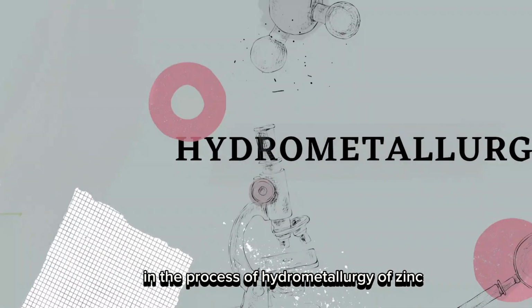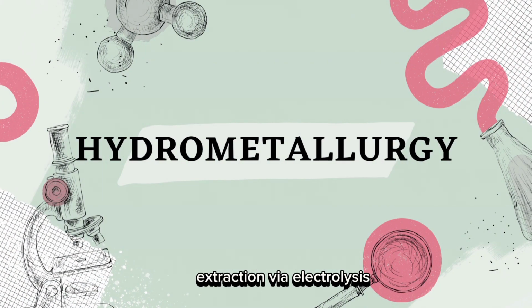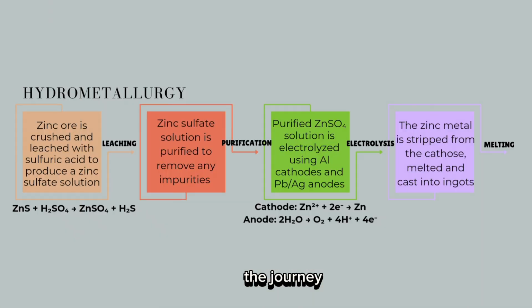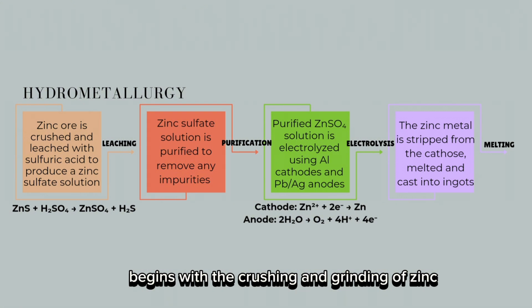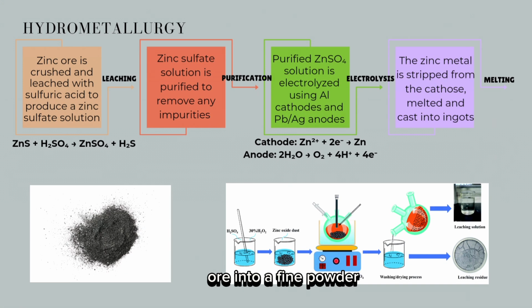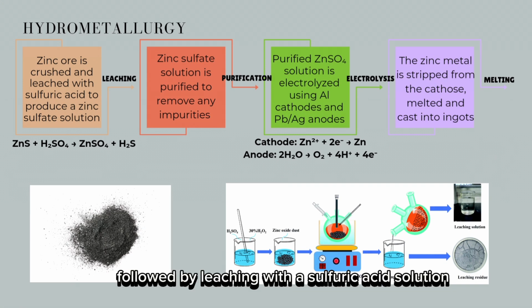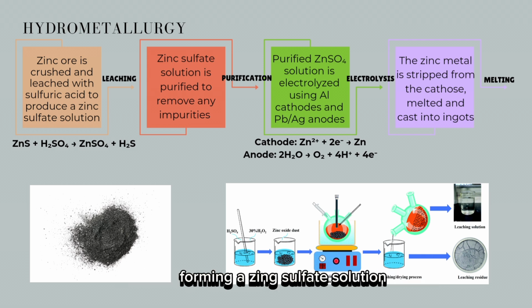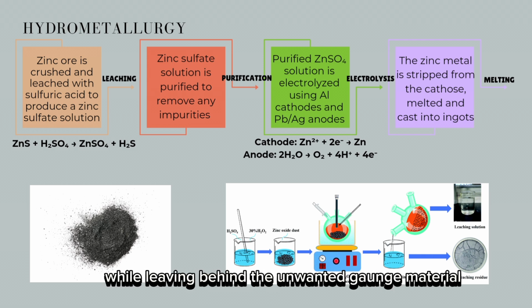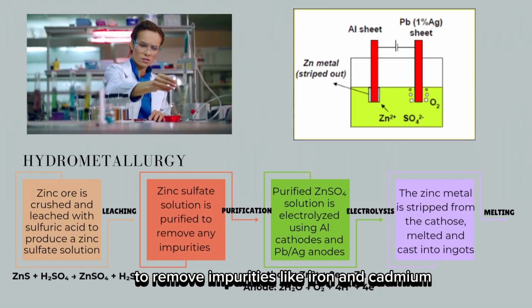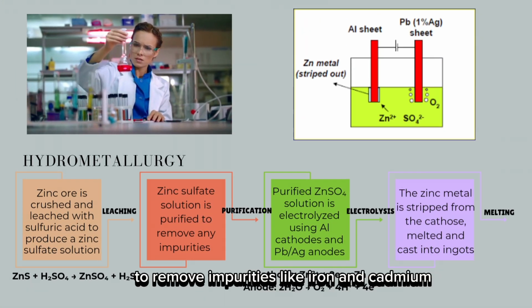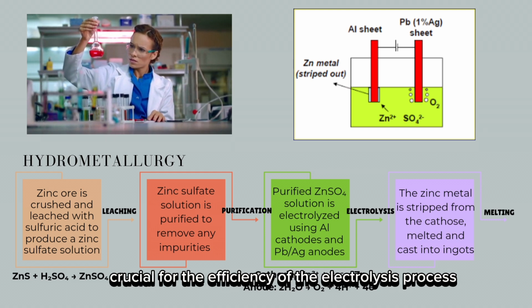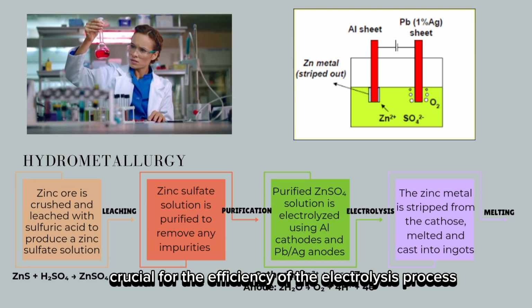In the process of hydrometallurgy of zinc extraction via electrolysis, the journey begins with the crushing and grinding of zinc ore into a fine powder, followed by leaching with a sulfuric acid solution. This leaching action dissolves the zinc sulfide, forming a zinc sulfate solution while leaving behind the unwanted gangue material. Next comes purification to remove impurities like iron and cadmium, crucial for the efficiency of the electrolysis process.